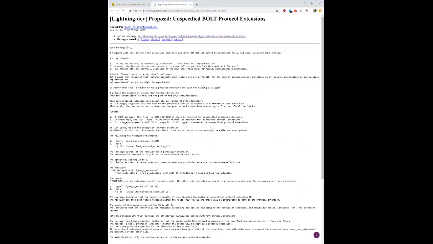All right, some Lightning stuff. Here is a proposal: unspecified Bolt protocol extensions. The idea behind this proposal is that right now Bolt is sort of leading the way in terms of specifying, but this developer, SCPXJ, you can't really pronounce that because there are no vowels in there.